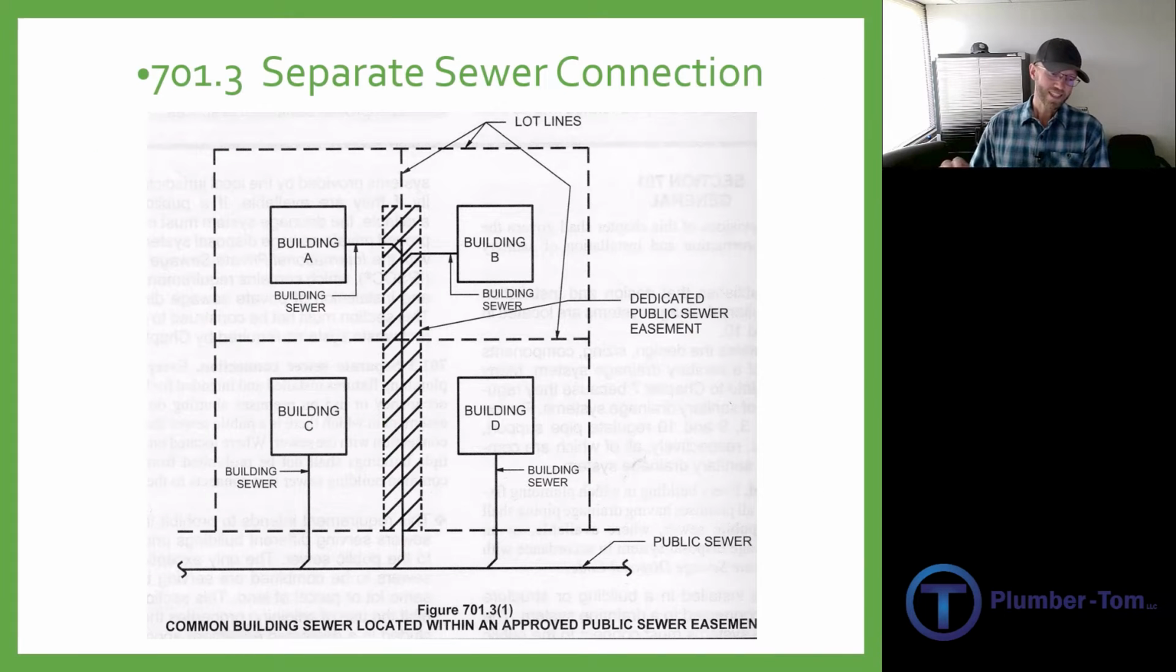701.3 requires the separate sewer connection for each building. Any building on any parcel or lot would need to be connected individually to the public sewer. This is to avoid problems and conflicts with liability. For example, if two properties have a shared sewer line and it gets clogged, who pays for it? Who clogged it? How do you prove that? It just gets messy in more than one way. So they say every building, every lot has to have an individual connection to the sewer.